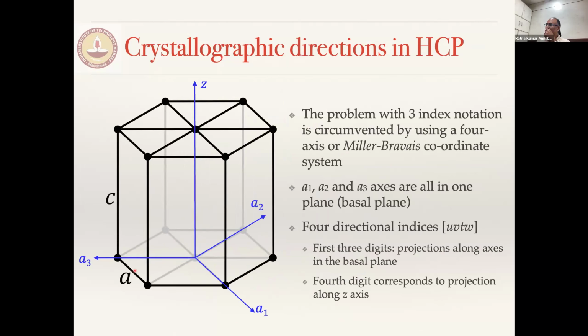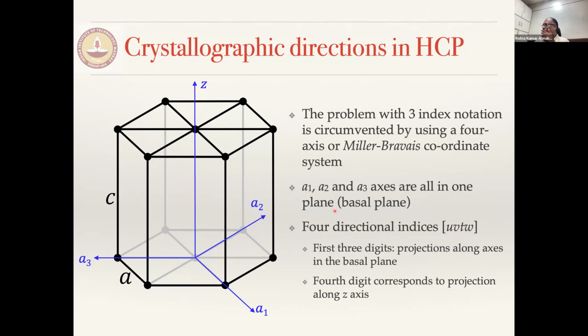Instead of 3-index notation, people have come up with 4-index notation, where you have 4 basis vectors: A1, A2, and A3, each rotated about 120 degrees from the others. A1, A2, A3 are in one plane and Z is perpendicular to that. And then you have 4 indices. Instead of UVW, you will have UVTW. The first 3 digits are projections along A1, A2, and A3, and the fourth one is projection along the Z axis.